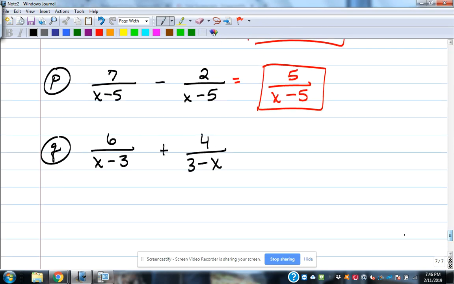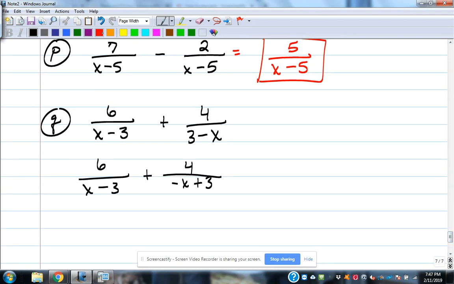Okay, so let's take Cindy's lead here and say that's 4 over negative x plus 3. And this is 6 over x minus 3. Now, if I think about factoring that denominator, what could I factor out of this piece?